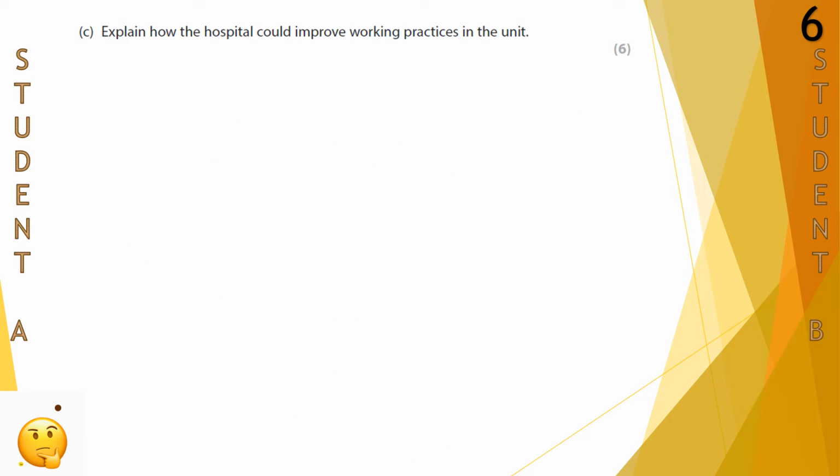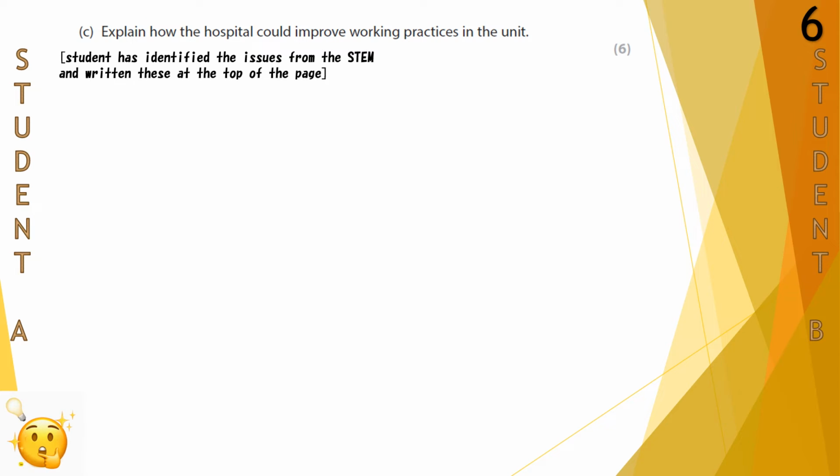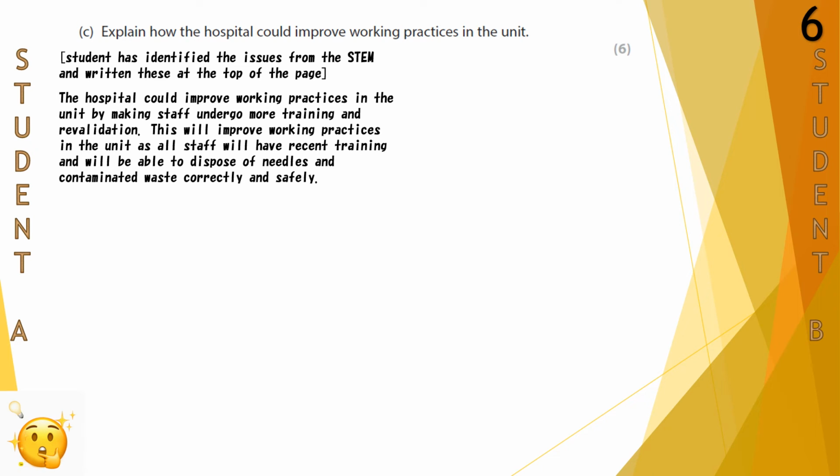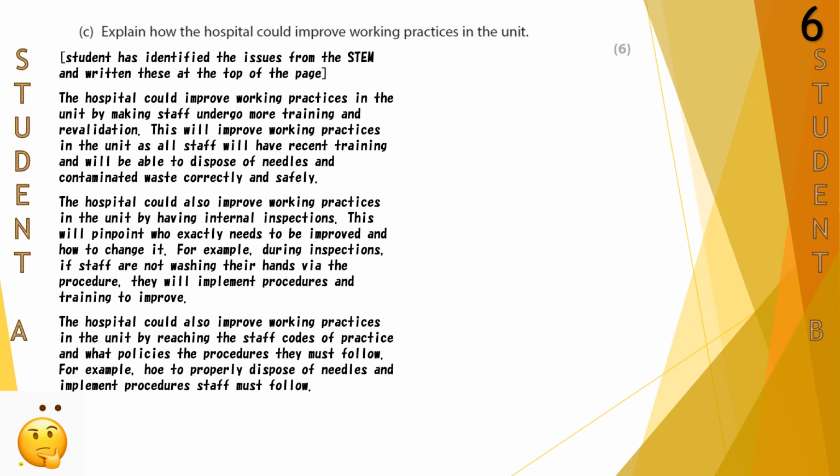We then move on to explain how the hospital can improve its practices. Now, again, student A here identified the issues from the stem. So they wrote down at the top of their response the practices that were being undertaken that were problematic. So the disposal of needles, contaminated bed linen and materials, the not washing of hands. And the response they give, and again, it's quite nice, it's those 3 bullet points, 3 factors. They've got a nice structure to their answer.